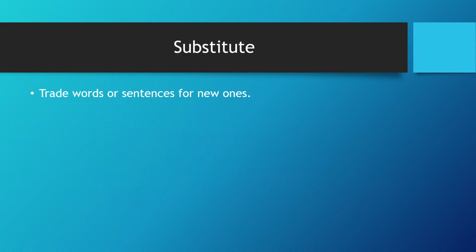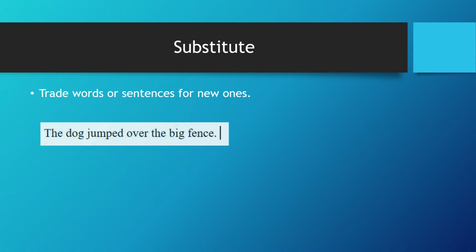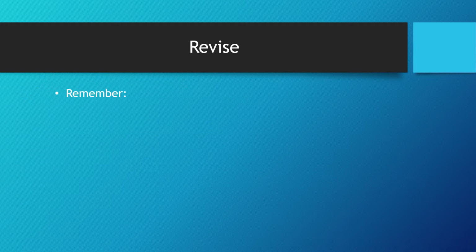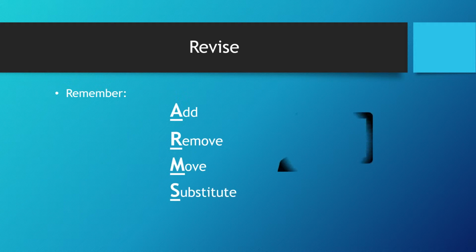The last letter in the acronym is S. This stands for substitute. Substituting is when you trade words or sentences for better ones to help clarify or add meaning to your writing. In this example, we traded out big for humongous to add emphasis on the size of the fence and add more detail and meaning. To remember revising, use ARMS: add, remove, move, and substitute.